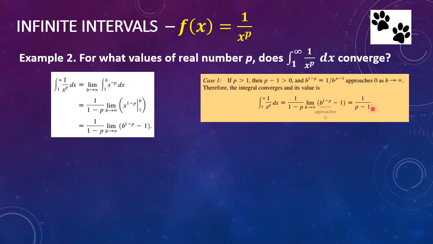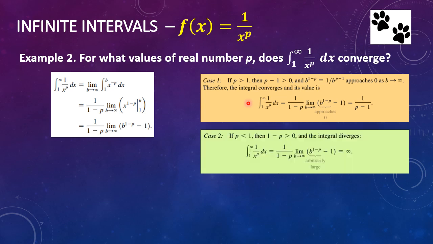And of course, this is a constant, so this converges. So if p is greater than 1, we have a convergence. What happens if p is less than 1?